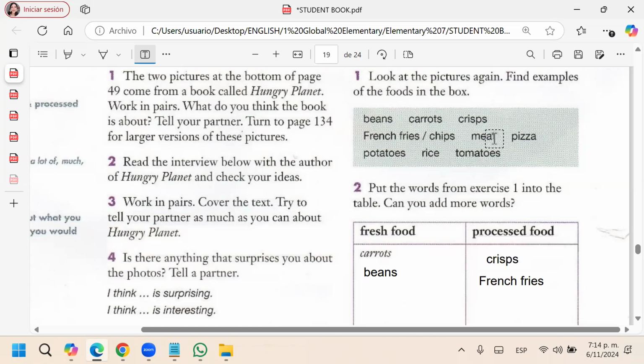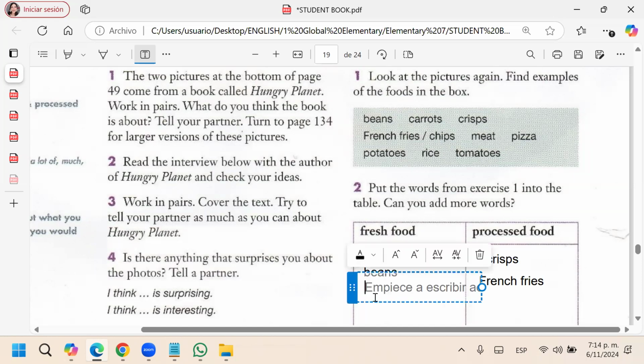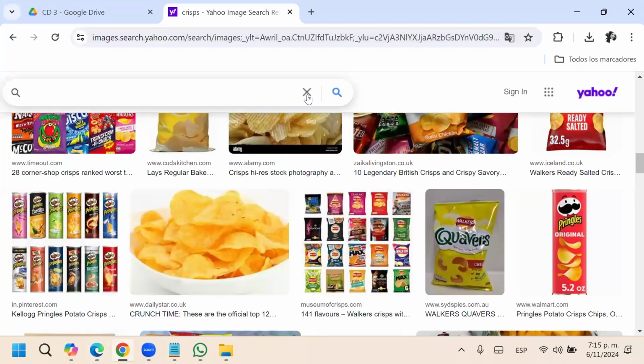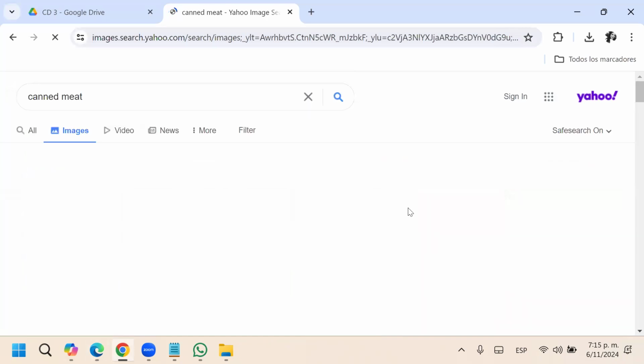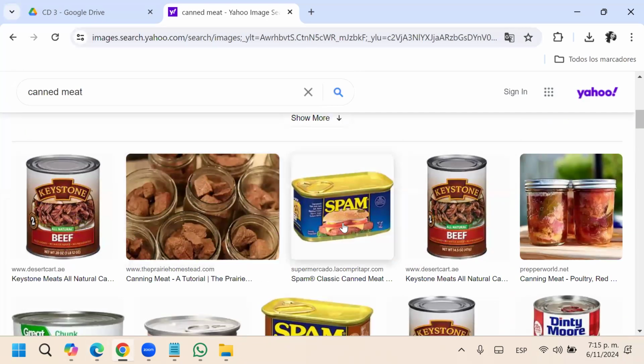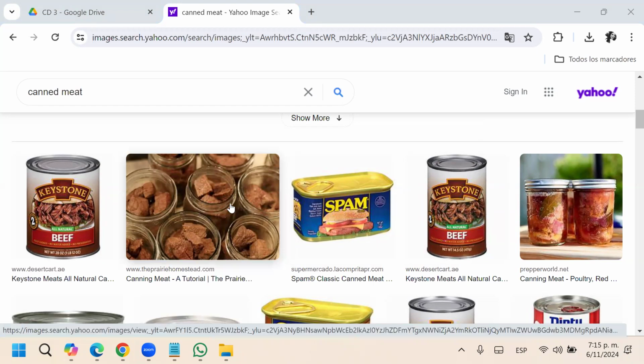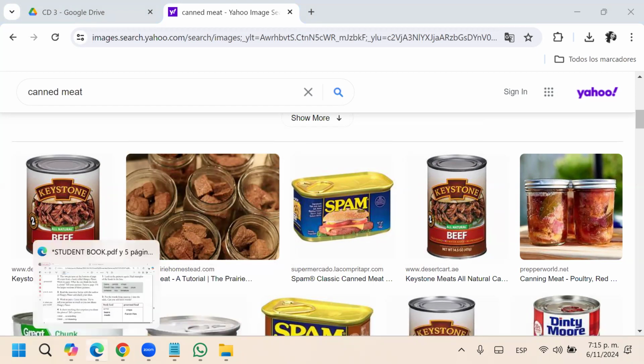But it depends. Fresh. Yes, fresh. It depends. If you have a farm and it's your own meat, it's fresh. It goes here. But if you're going to buy the meat like this in a can, this is processed. What is the opposite of farm? If you have a farm, that's fresh meat. But if you're going to buy it in a can, that's processed.